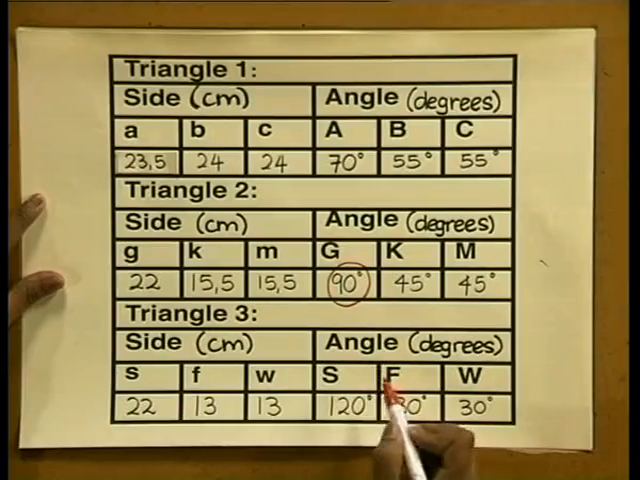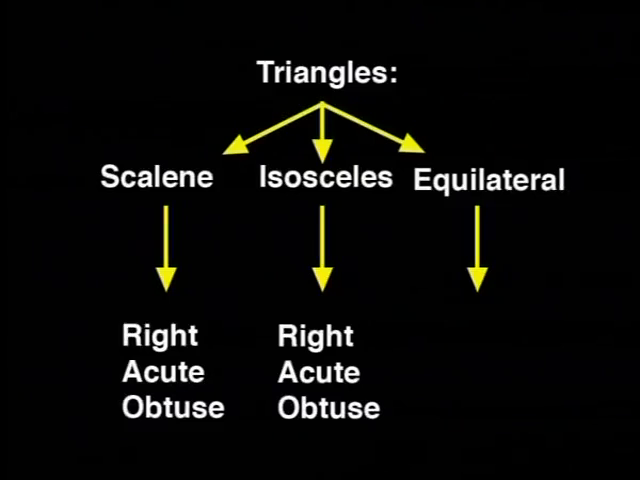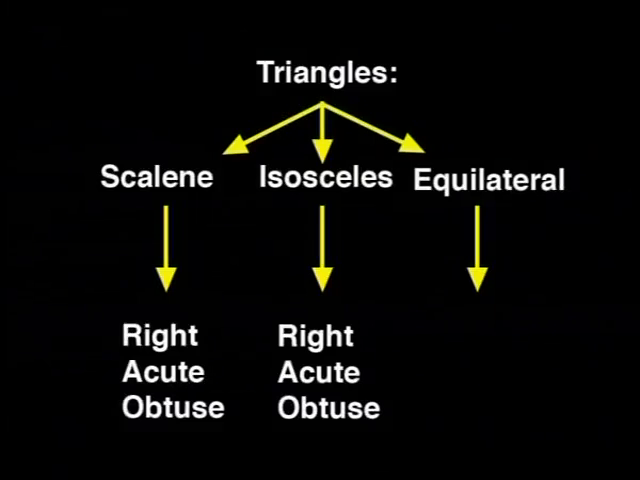In triangle 3, we have one angle that is greater than 90 degrees. This is called an obtuse angle isosceles triangle. Do you see that we have defined isosceles triangles into 3 types of isosceles triangles? This means that we can now develop our tree diagram with the different types of triangles.